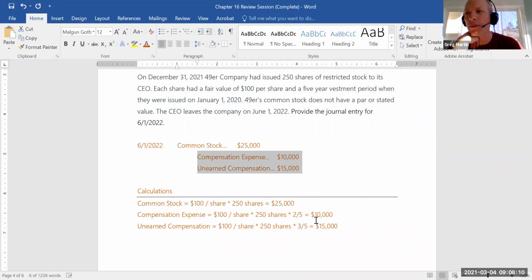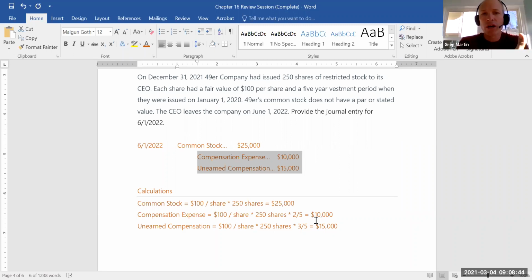So let's kind of march through time. That's a great question. So at the end of 2020, we would have debited compensation expense and we would have credited unearned compensation for $5,000. That's 1/5 of 25,000. We would have immediately closed compensation expense to income summary, and then income summary gets closed to retained earnings, right? So compensation expense is now gone. The account balance is zeroed out. Now the unearned compensation balance in that account would have been 20,000 at the end of 2020.